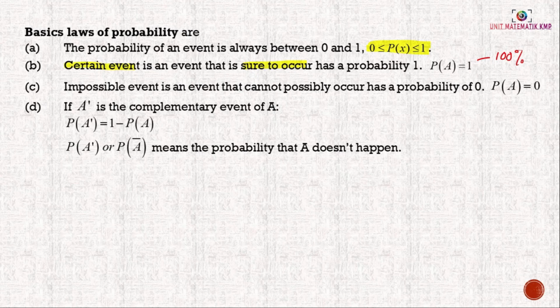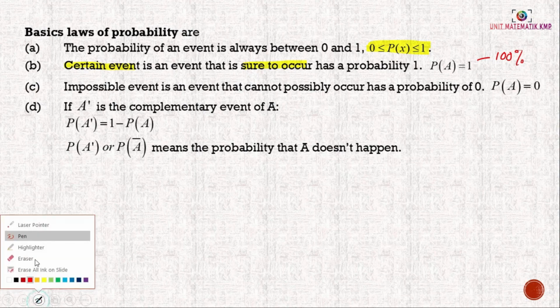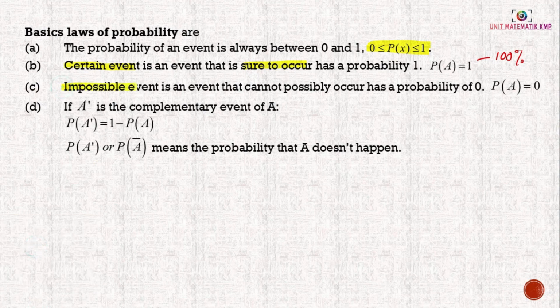Okay, so impossible event is an event that cannot possibly occur, so has probability of 0. Maksudnya dia memang tak ada kebarangkalian pun akan jadi, dia tak ada chance pun untuk berlaku. So kebarangkalian dia adalah kosong. So tu kita namakan impossible event. Okay, next.